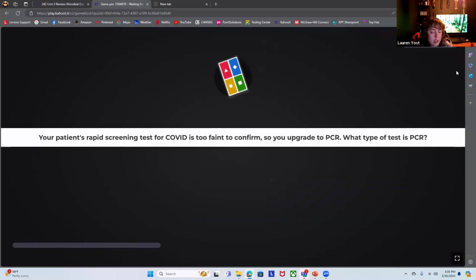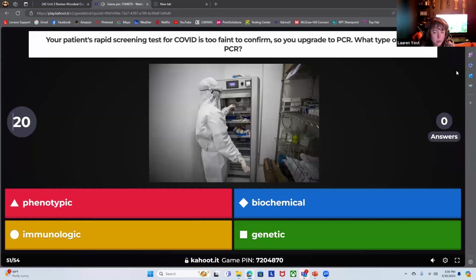Your patient's rapid screening test for COVID is too faint to confirm, so you upgrade to PCR. What type of test is PCR?